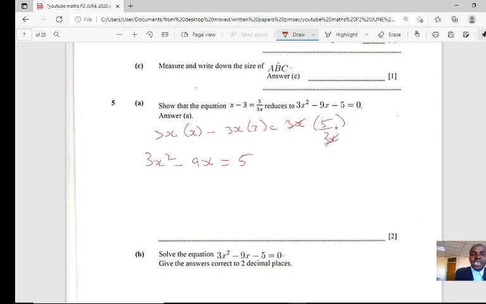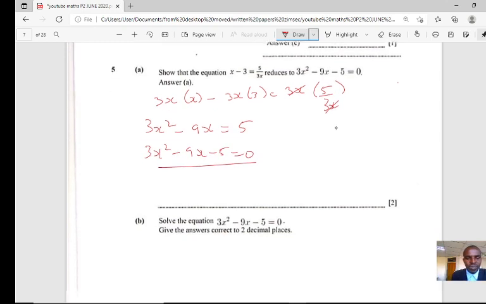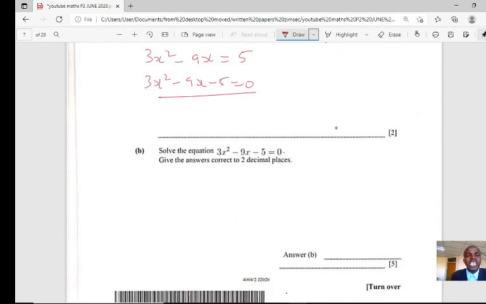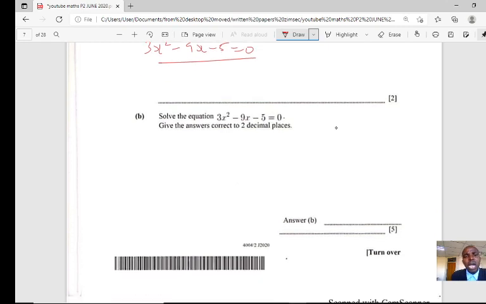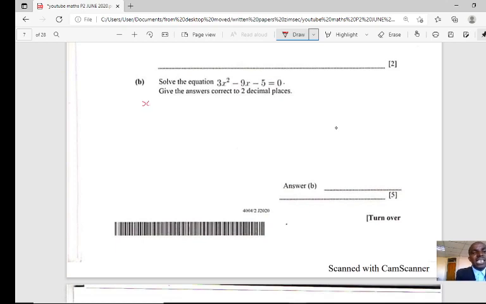Then after that, leave the right side, the left side must be 0. So it will be 3x squared minus 9x minus 5 is equal to 0. Shown. Right, next, solve that equation, giving the answer correct to two decimal places. Please take note. These are 5 marks, and 5 marks always means the quadratic formula that you have to use. The quadratic formula says x is equal to minus b plus or minus the square root of b squared minus 4ac, all over 2a.